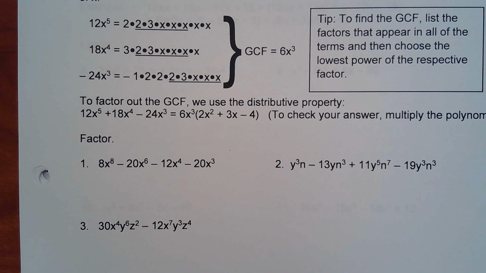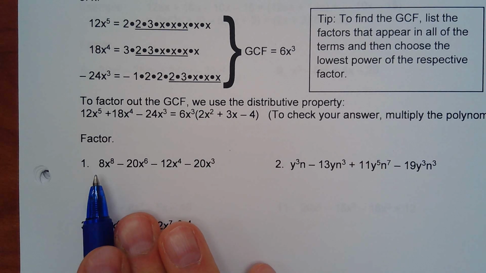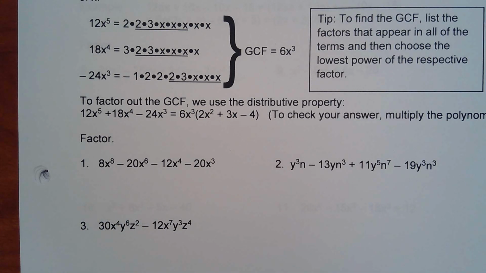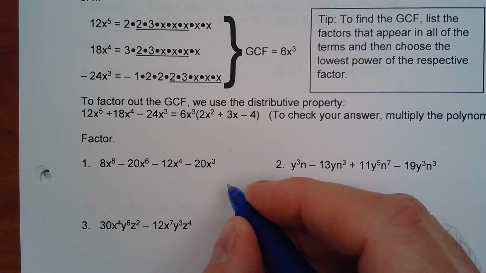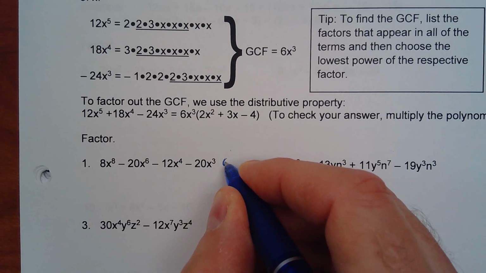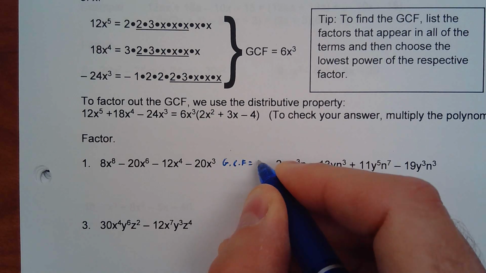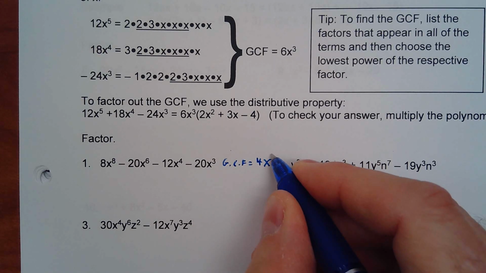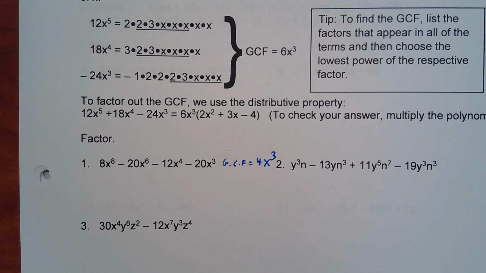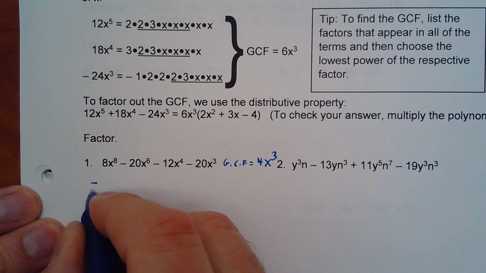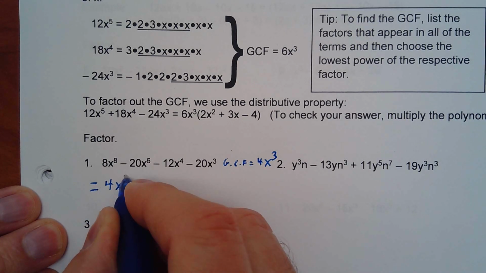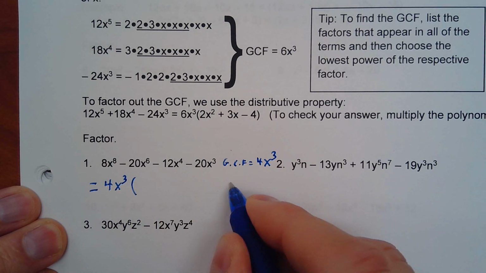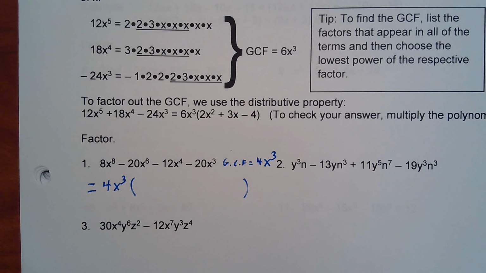For number one, we just want to factor, so we're going to be factoring out the greatest common factor. Looking at 8, 20, 12, and 20, the greatest common factor for the numbers is going to be a 4. And then I have an x in all of them, so I choose the lowest power, x cubed. So I'm going to rewrite that 4x cubed in front. And now I need to get my leftovers.